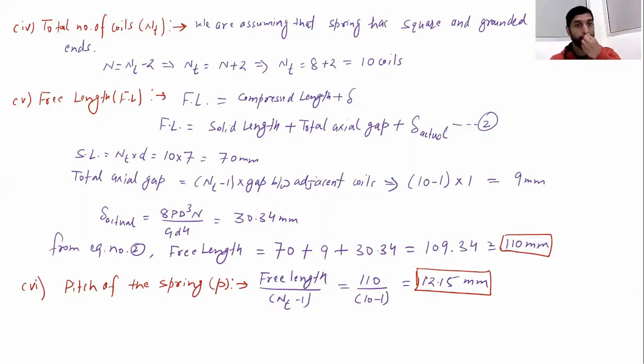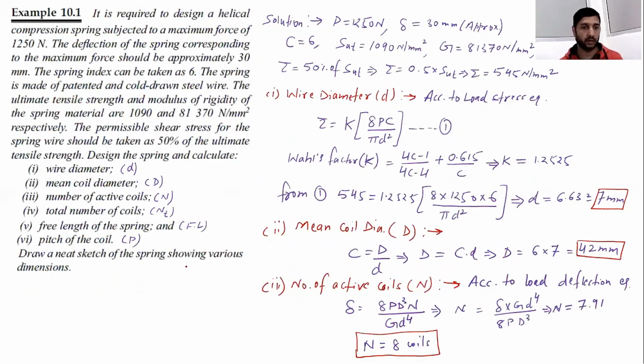उसके बाद फिर हमें जब स्प्रिंग को डिजाइन करना है तो हमें उसका वायर डायमीटर, मीन कॉइल डायमीटर, उसका फ्री लेंथ, उसकी एक्टिव नंबर ऑफ कॉइल्स, इनएक्टिव नंबर ऑफ कॉइल्स, फ्री लेंथ, पिच ऑफ द स्प्रिंग, ये सब हमें निकालना पड़ेगा. So we have designed our spring और लास्ट में हमसे ये पूछा गया था कि draw a neat sketch of the spring showing its various dimensions.